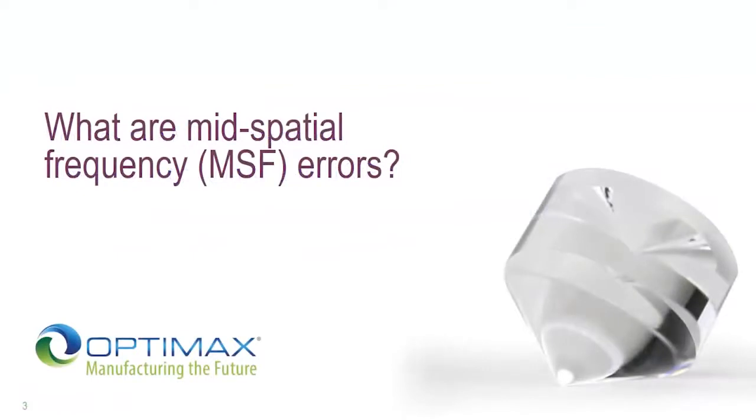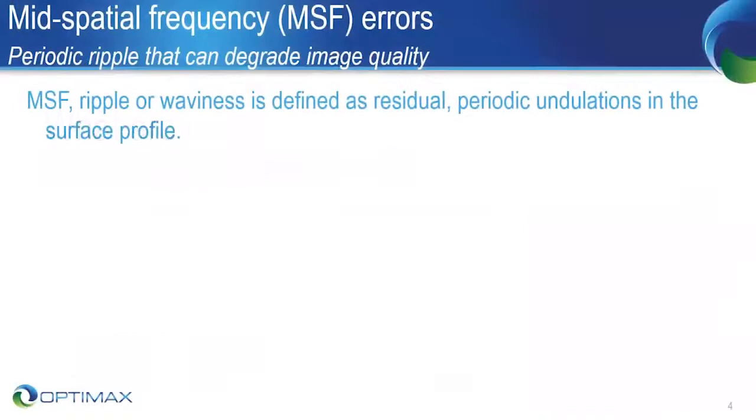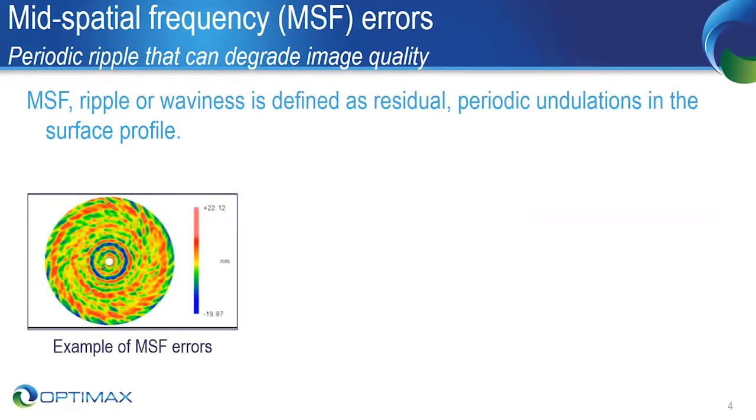So what are mid-spatial frequency errors? Mid-spatial frequency errors are periodic ripples that can degrade image quality. This ripple or waviness is defined as residual periodic undulations on the surface profile. Here's an example of a pretty bad surface with a lot of mid-spatial frequency errors, and you can see a spiral pattern across the surface. As we'll talk about throughout the talk today, these are caused by sub-aperture polishing techniques.